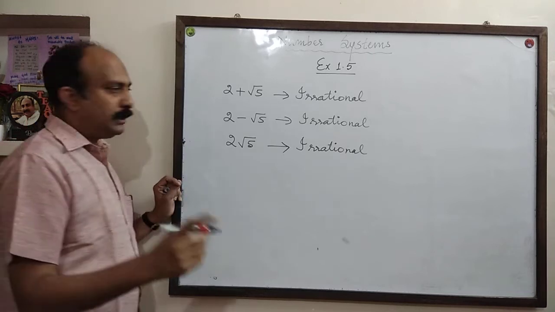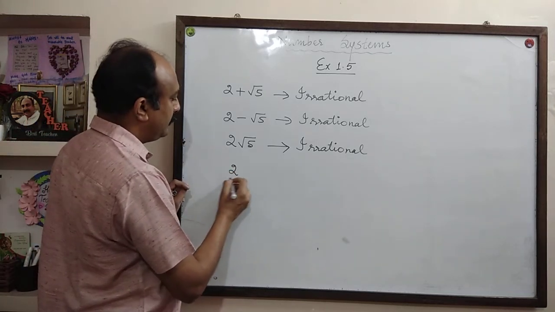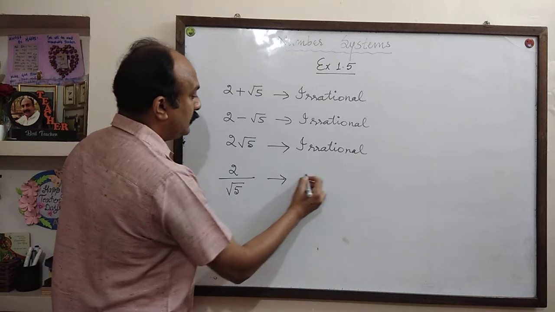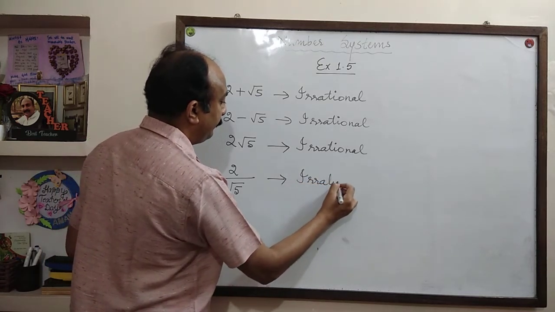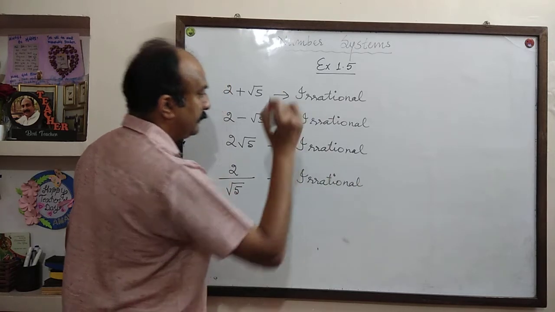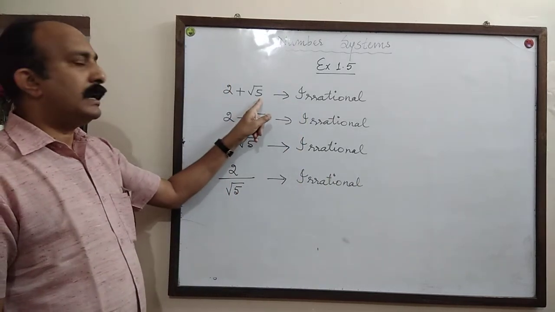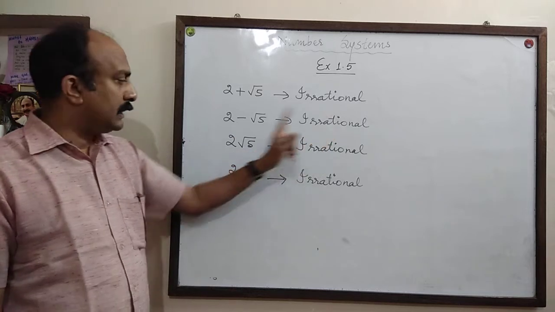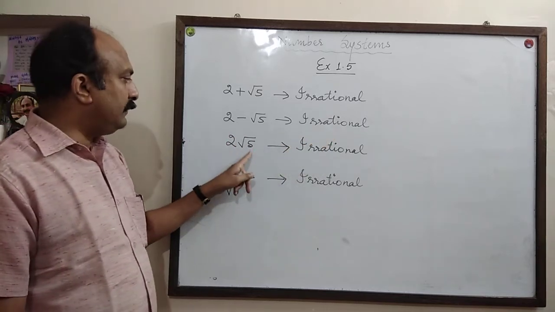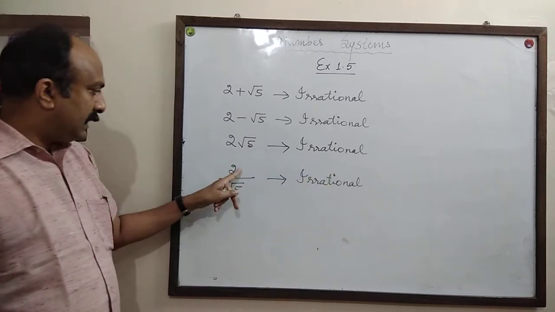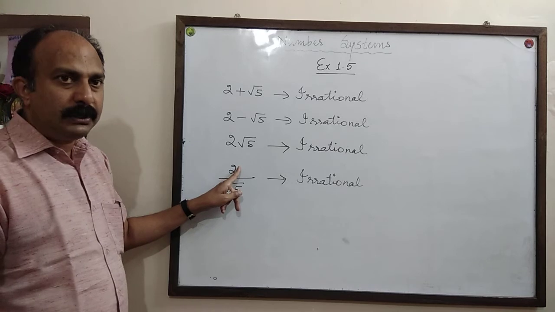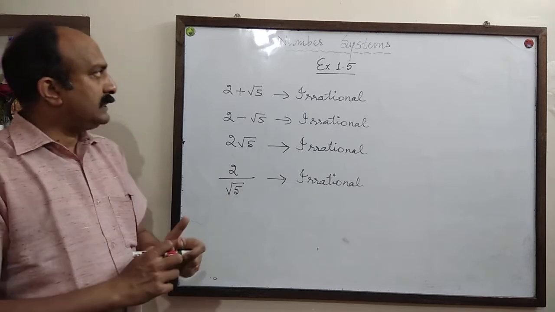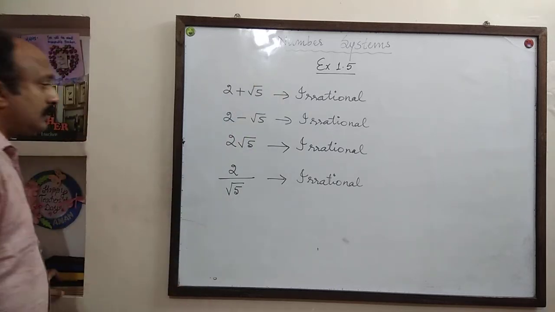Now, the quotient of a non-zero rational number with an irrational number is also irrational. Sum of rational and irrational, irrational. Difference of rational and irrational, irrational. Product of a non-zero rational with another irrational is irrational. Quotient of a non-zero rational number with an irrational number is also irrational. So next exercise 1.5 is based on these properties.